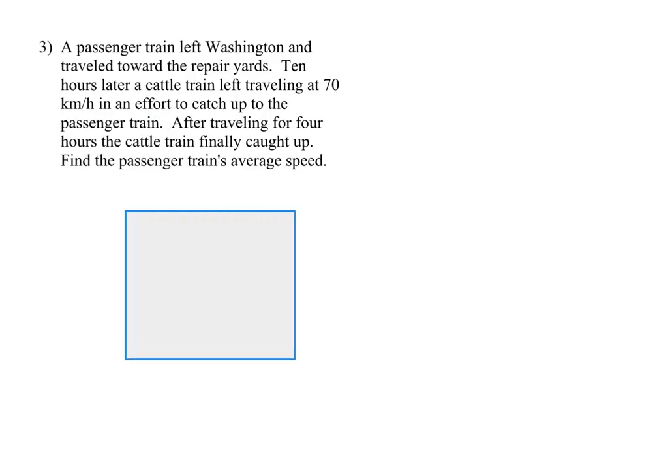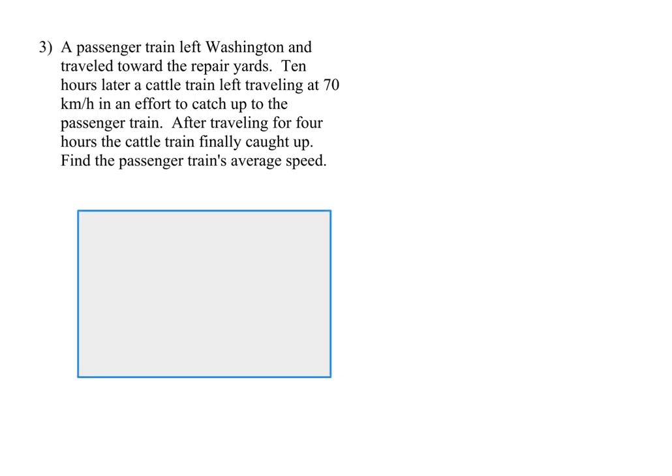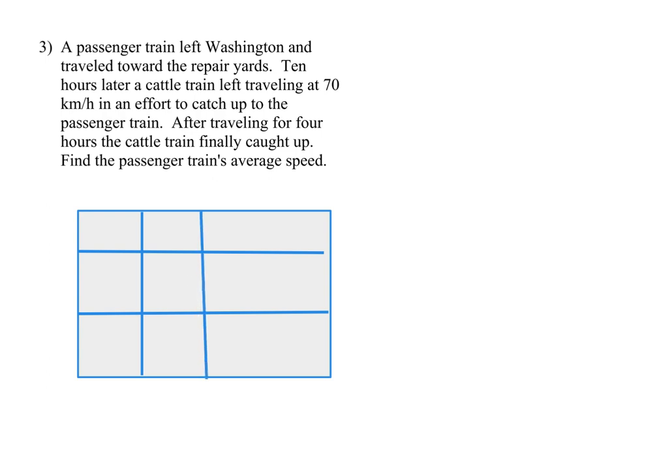We're always going to start with a chart. We're going to set up what we know and solve for what we don't know. For this one, it says a passenger train left Washington, traveled towards the repair yards. 10 hours later, a cattle train left traveling 70 kilometers per hour in an effort to catch up. After traveling for 4 hours, the cattle train finally caught up. Find the passenger train's average speed.